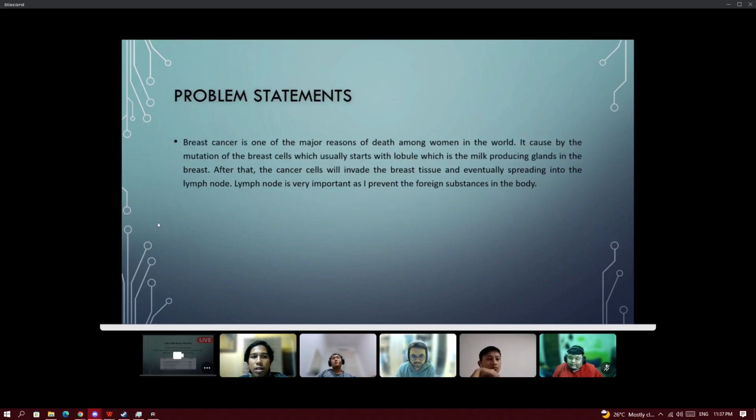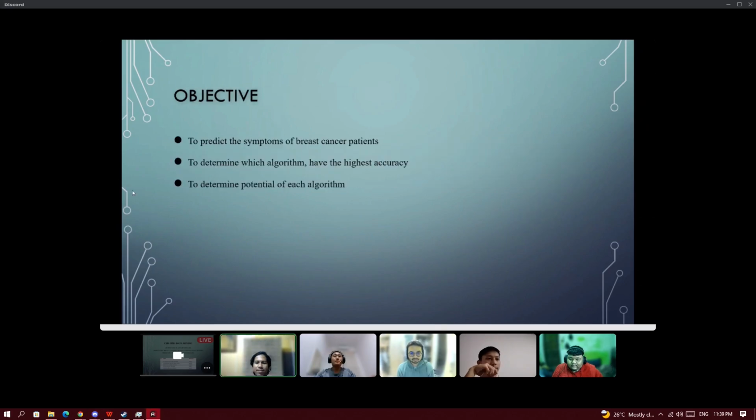Next one. Moving on to the problem statement. Breast cancer is one of the major causes of death among women in the world. It is caused by the mutation of breast cells, which usually starts within the lobule, the milk-producing glands in the breast. After that, the cancer cells will invade the breast tissue and eventually spread into the lymph node. And the lymph node is very important as it prevents foreign substances from entering the body.